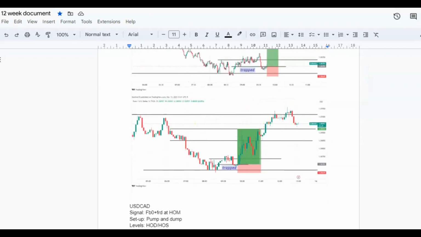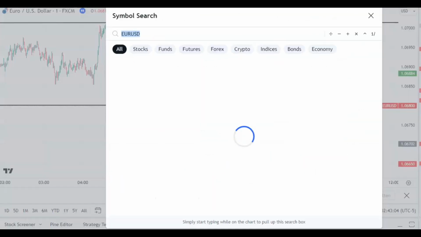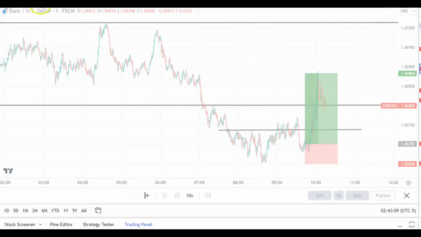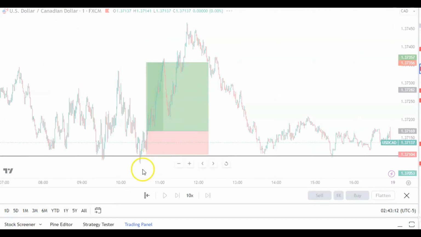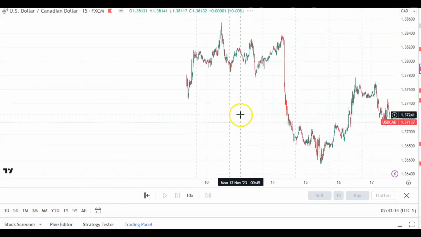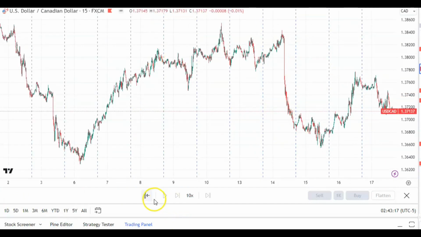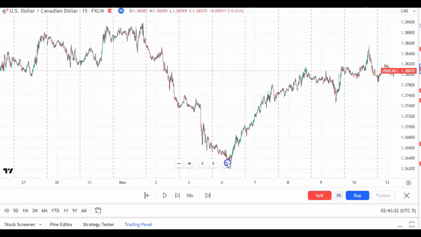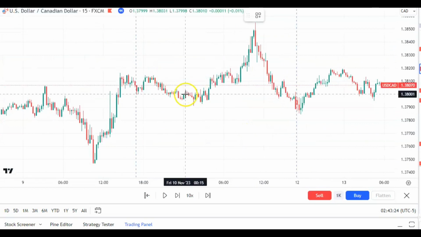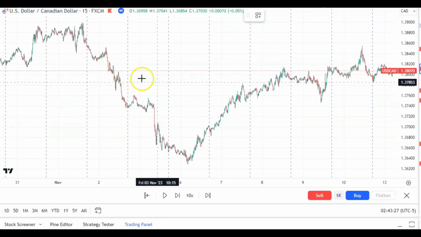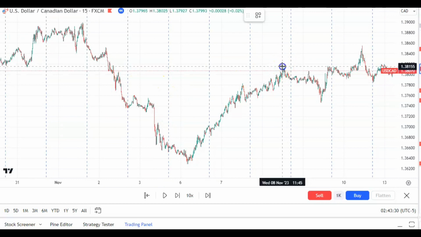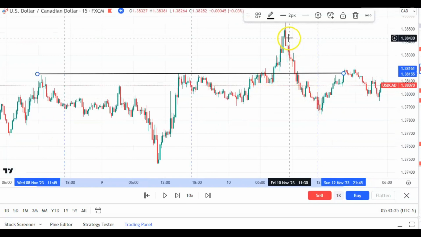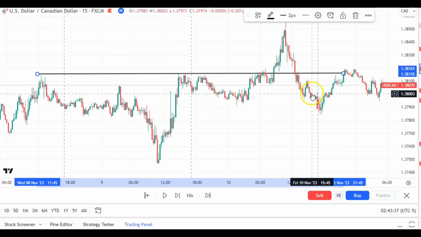It was the USDCAD, but on the opposite end. So if we look at the USDCAD on Friday last week, we had price breaking out. So if we look at the whole week, this was the high of the week here. We had this breakout of the high of the week and price closed back inside.